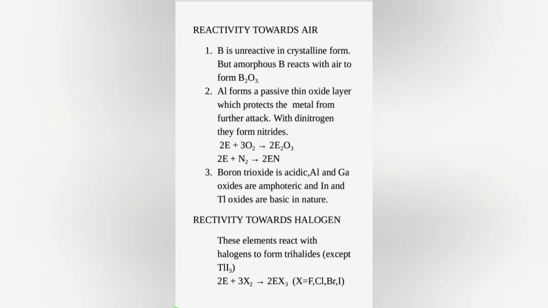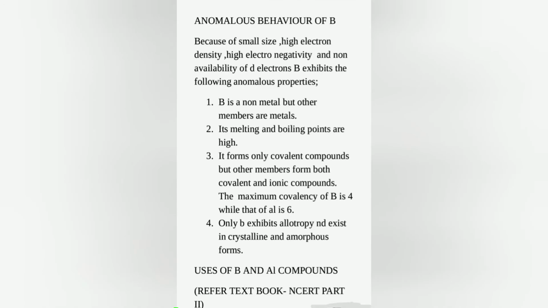Next one is reactivity towards halogens. These elements react with the halogens to form trihalides, except for thallium iodide. 2E + 3X2 gives 2EX3, where E is the metal and X is the halogen: chlorine, fluorine, bromine, iodine, like that.